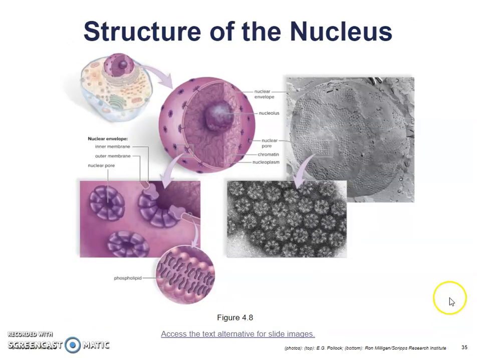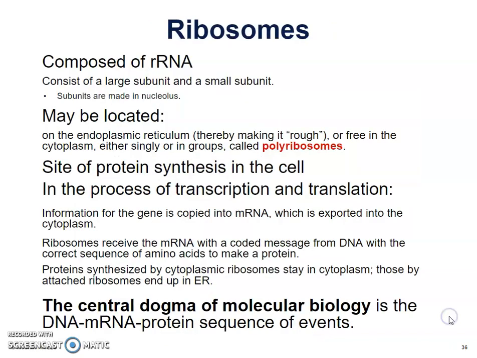So here we have the structure of the nucleus. Here's the cell. Here's a closer view. You can see the pores on the outside, allowing things to move in and out. And here we have the nucleolus. If we look really close, this is the structure of the nuclear pores, allowing things in and out. And here we have actual diagrams, actual photographs using electron microscopes showing those nuclear pores on the nucleus.